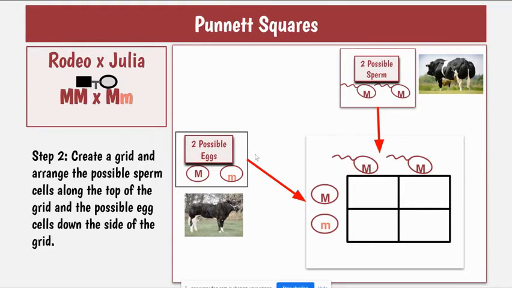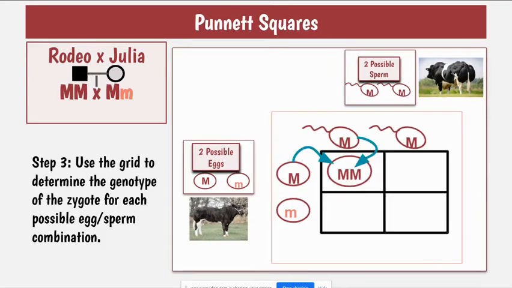And then I do the same thing with Julia here on the side. She's got the capital M and then the lowercase m, because remember, they can only donate one to their offspring. So when I cross them, I take that capital M from Rodeo and bring it down. I have that capital M from Julia and bring it over to the side. So the offspring that potentially can be created from a cross between them could be the capital M, capital M, which is that heavily muscular.